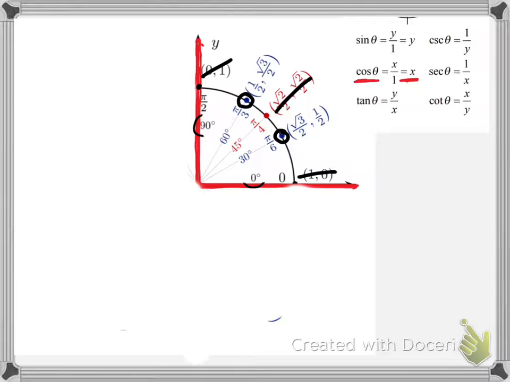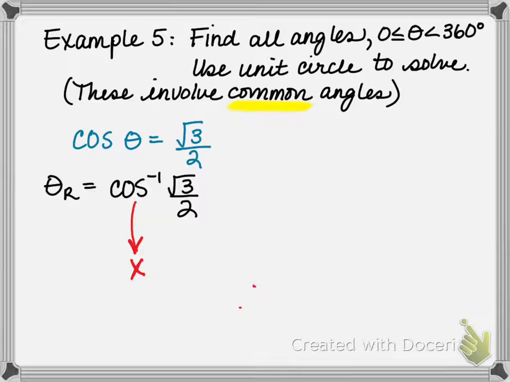But because our square root of 3 over 2 has to be an x value, it has to be this one, because this one here is a y value. So this is our answer, the 30 degrees. Okay, 30 degrees is our answer. So I'm going to come back over here. Theta r is equal to 30 degrees. That's our reference angle. So no calculator was used right there. Then what do I do to find the two other angles?